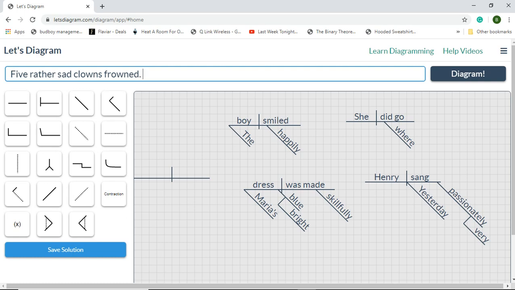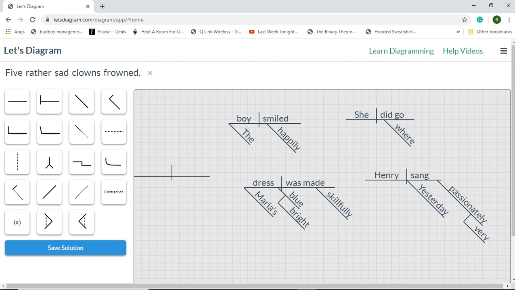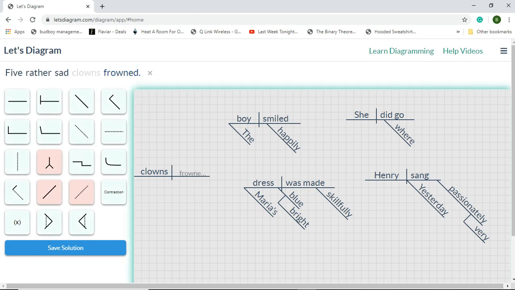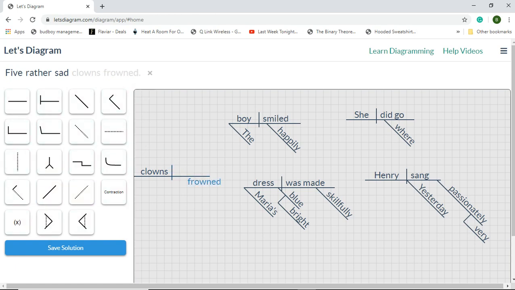So, the subject of the sentence is clowns. Okay? What are the clowns doing? They're frowning. So our verb is frowned. Should look like that.